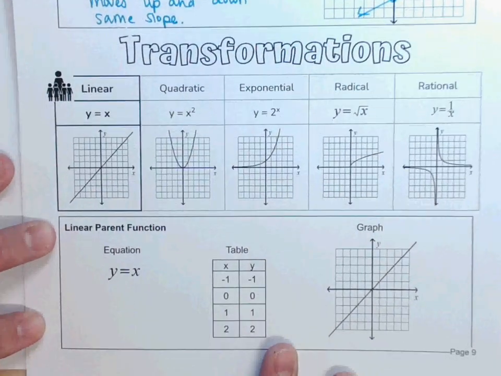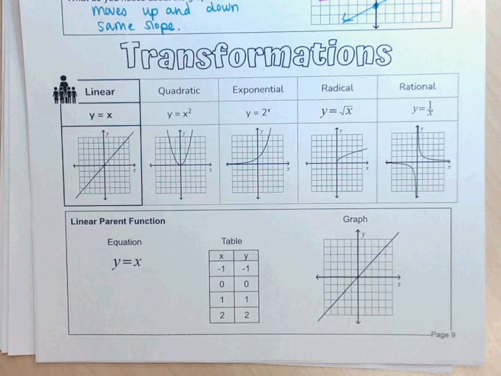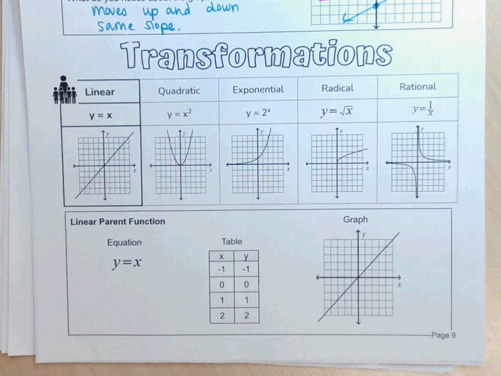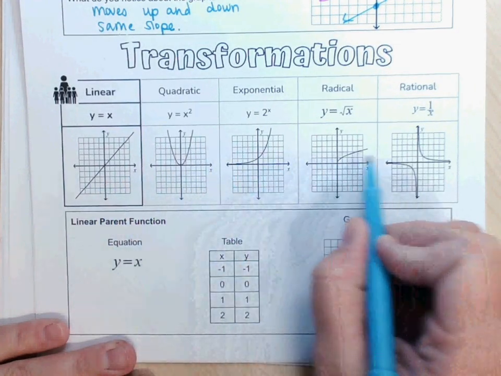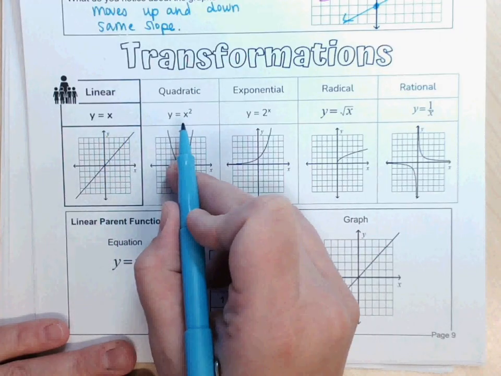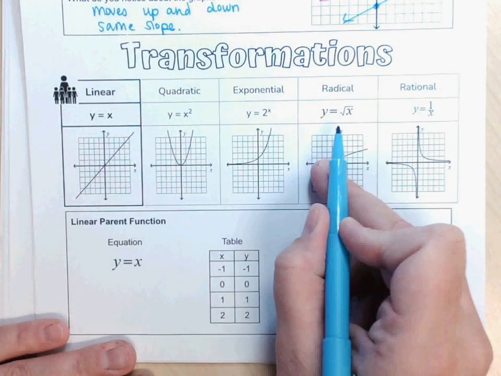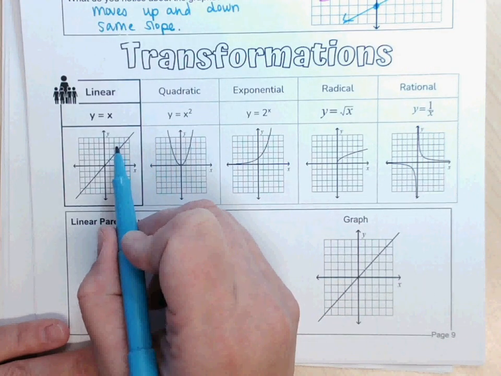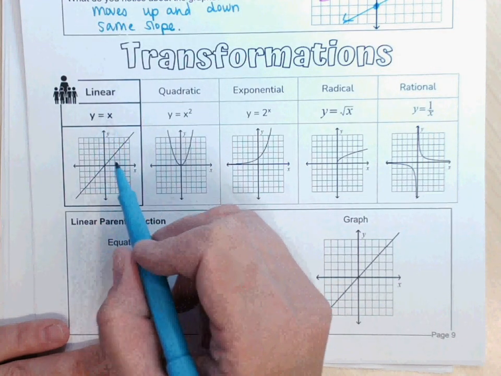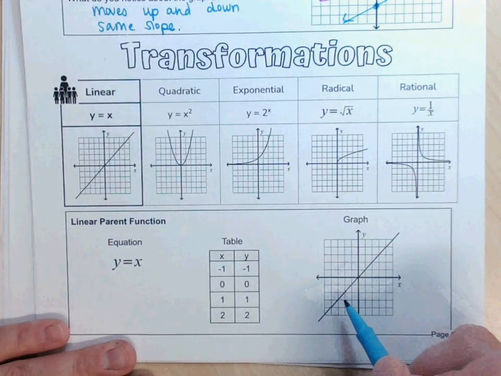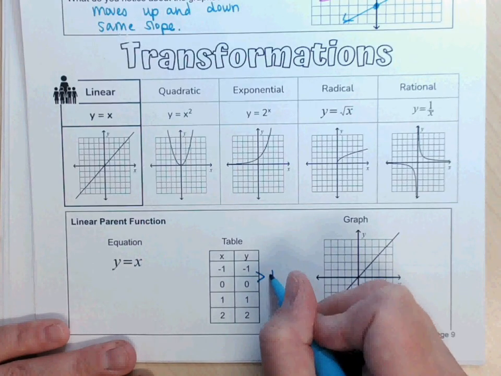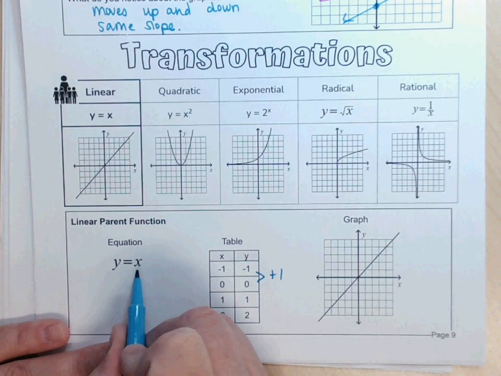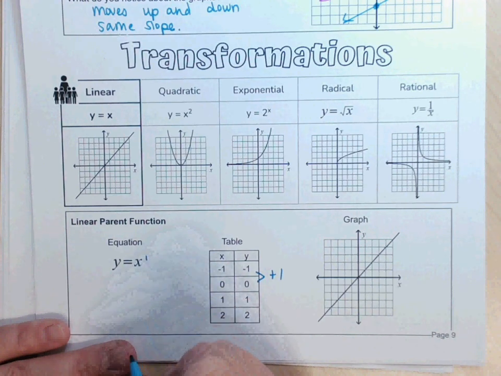So this page, you've already seen all of these images, so I'm just going to talk about them really quick. We've talked about how there are different function families. We have the linear function family, the quadratic, exponential, radical, and rational. Unit 4 is all about the linear function family, and we can tell it's linear because the graphs make a straight line, the table grows by a constant amount, and the equation contains x to the first power.